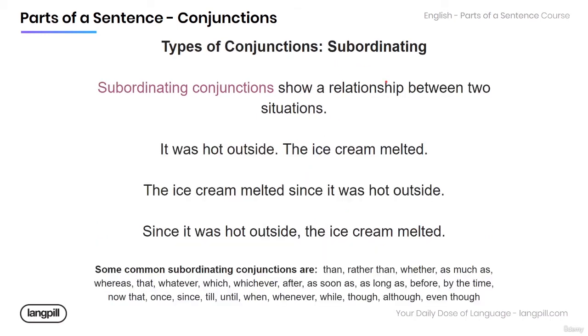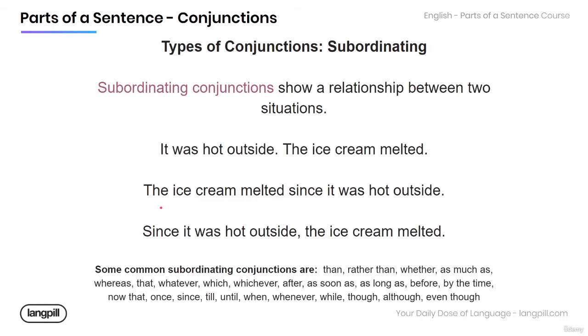Now here we have subordinating conjunctions. These conjunctions are used to show a relationship between two situations. So you'll see we have these two sentences here. It was hot outside. The ice cream melted. There is a relationship between these two sentences. So we can use a subordinating conjunction. And you'll see there's two ways to do it.